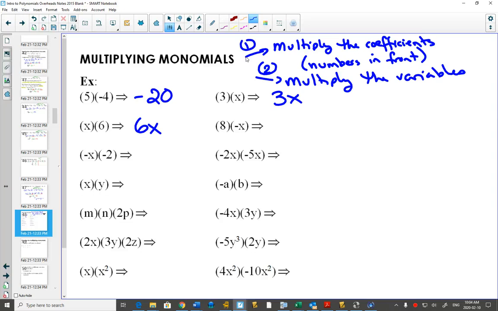The fourth one. The number in the first one's an 8. What's the number in the second one? A -1. So -1 times 8 will be -8, and then the only variable is the x, so you just have to write -8x. So far, so good? Number in front here is a -1, and here you have a -2. So it's going to be a negative times a negative is positive. 1 times 2 is 2. So you just get 2x.